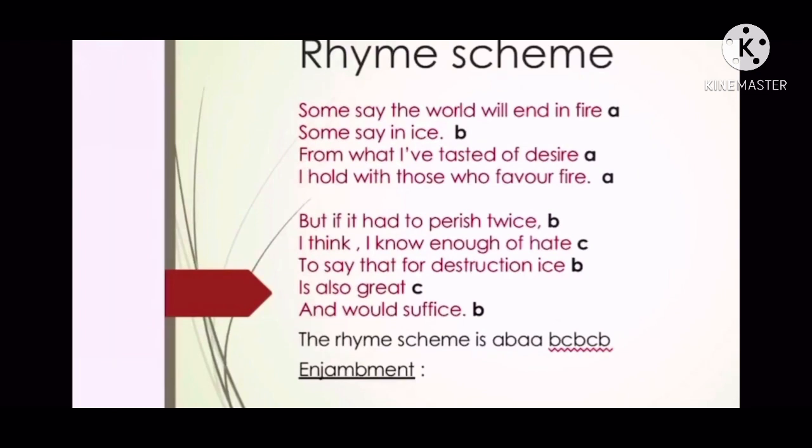The next poetic device is enjambment. In the second stanza, the last three lines, there is no punctuation mark. To say that for destruction ice is also great and would suffice. So here we can say there is no punctuation mark. So the continuation of the lines without any punctuation marks is called enjambment.